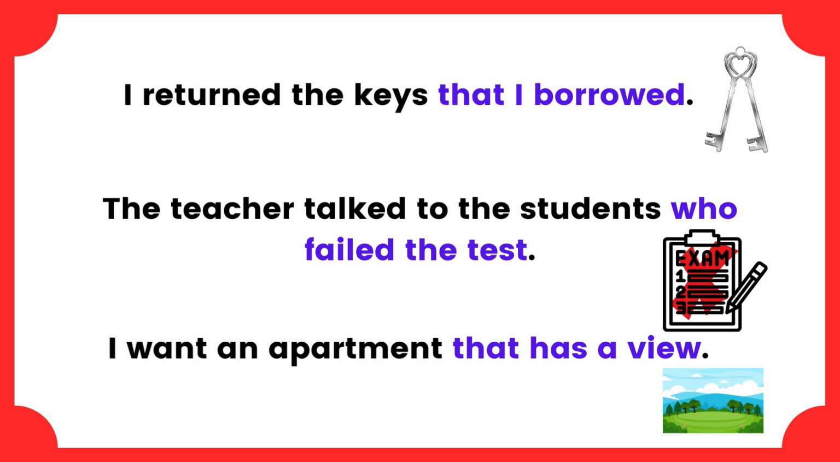Here are a couple of examples of restrictive relative clauses, just so that you can see what they look like. "I returned the keys that I borrowed." "The teacher talked to the students who failed the test." "I want an apartment that has a view." All of the words that are in purple are the relative clause of the sentence, and all of the words in black are the main clause of the sentence. Let's break it down so that we can better understand the parts.